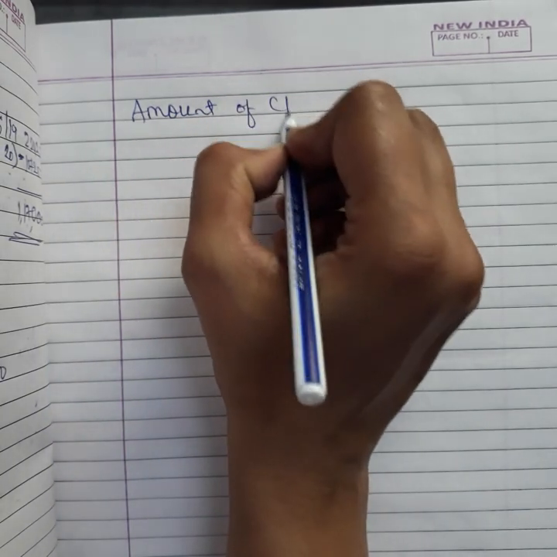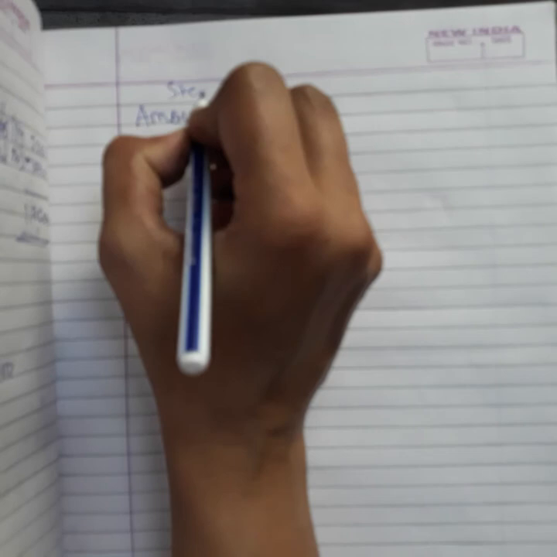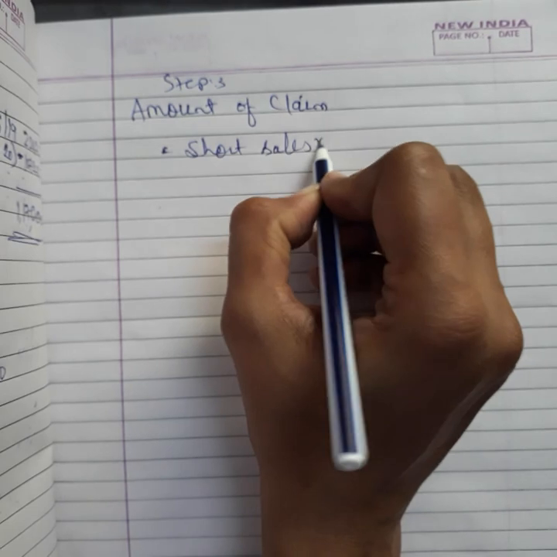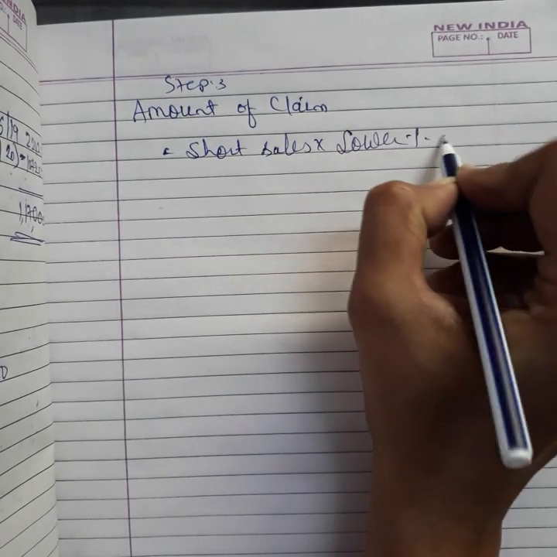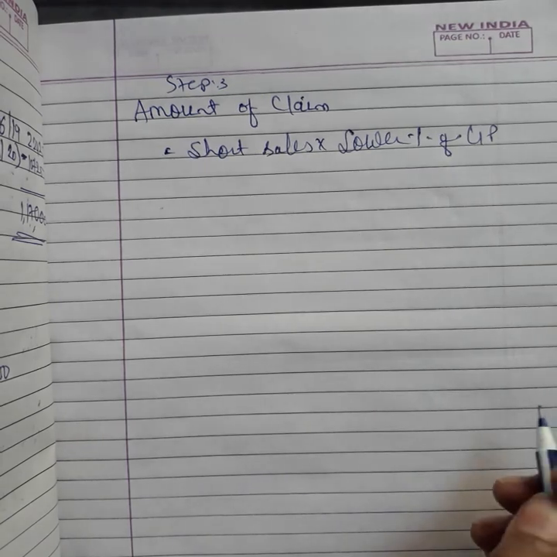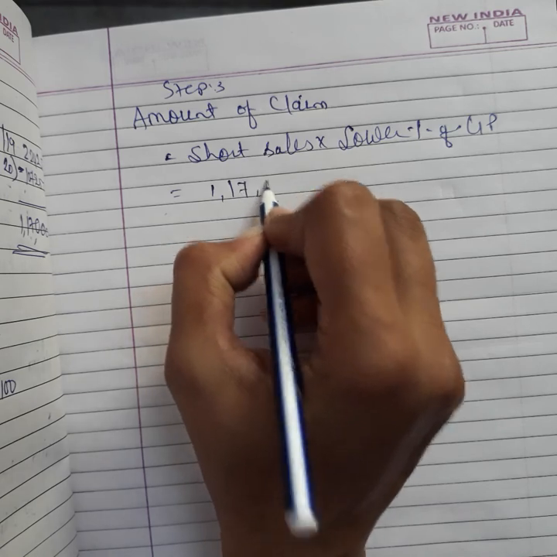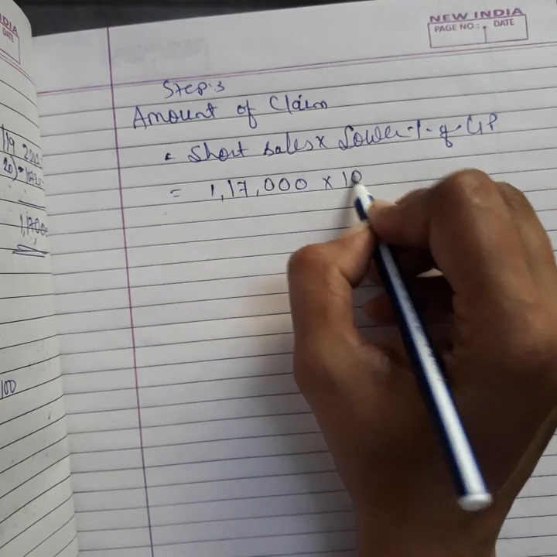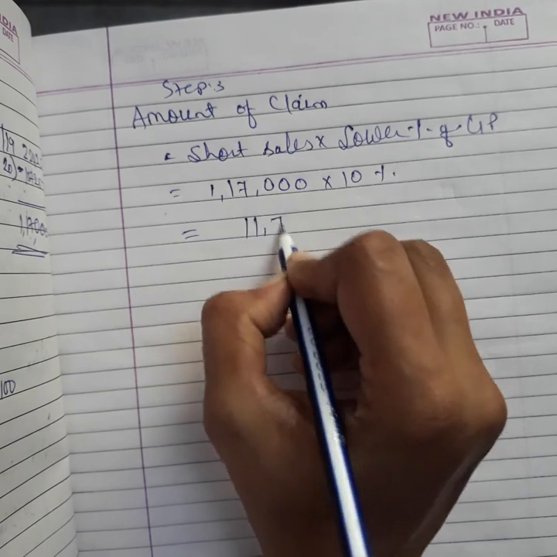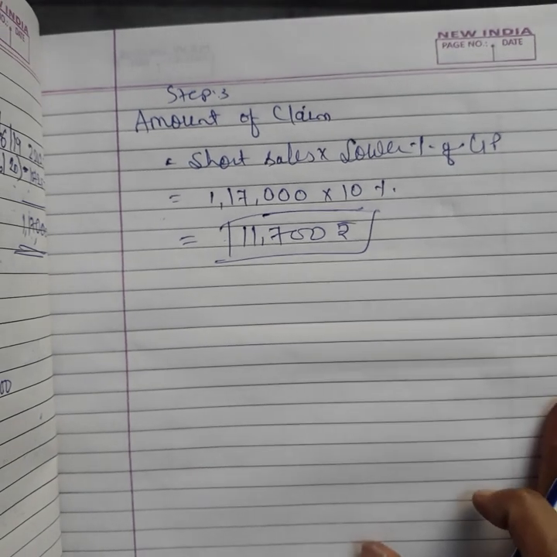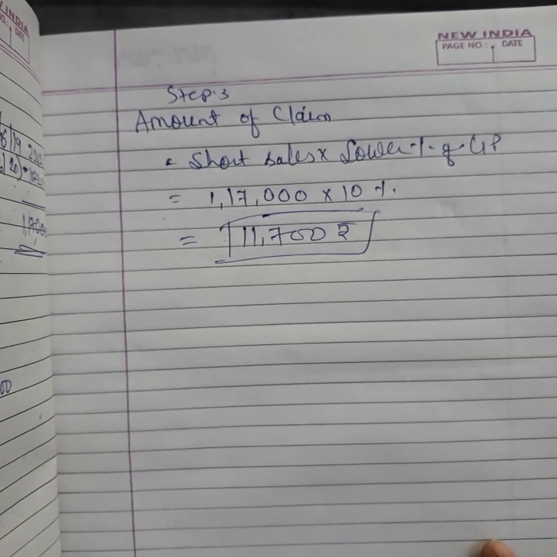So now amount of claim. Step number 3. Short sales into lower percentage of GP. So there are 10% and 20%. So 10% is lower. Short sales is 1,17,000 into 10%. So 11,700 rupees is your answer, is the amount of claim, because there was no fire mitigation expenses, right? So this will be the amount of claim only.